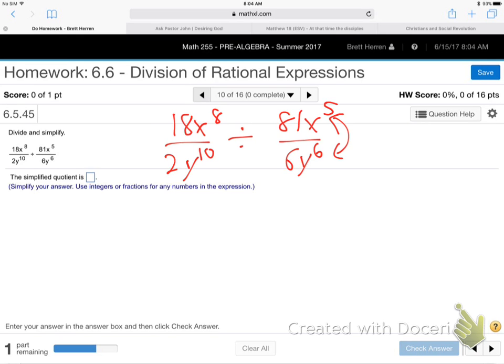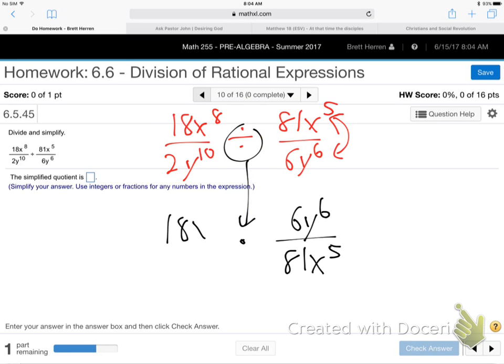So it becomes 6y to the 6th over 81x to the 5th times, like that. We just make it multiply, flip the one on the right, change to times. Now you guys know what to do from here, right? Cross reduce, cross cancel whatever we can. Can you finish that one up? Cross cancel, now that we have those letters.